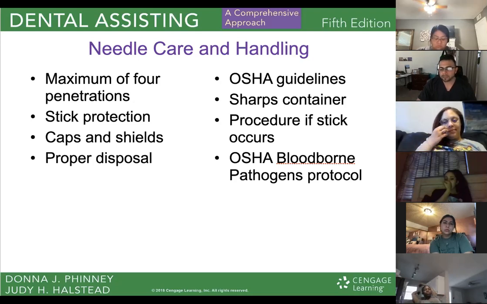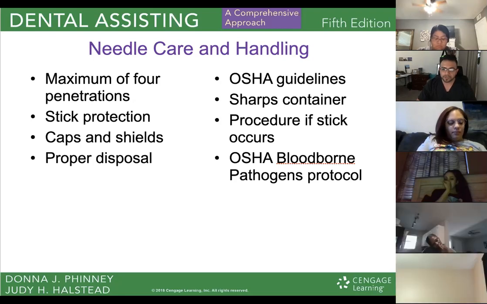Okay, with needle care, there's also safety. So you want to make sure there's some type of stick prevention device that's used. There's different devices that we have. Sometimes they're basically a piece of cardboard that some of us have seen in class before. Sometimes they look like these little blue rubber pieces. We also have caps and shields on the needle to prevent any needle sticks.